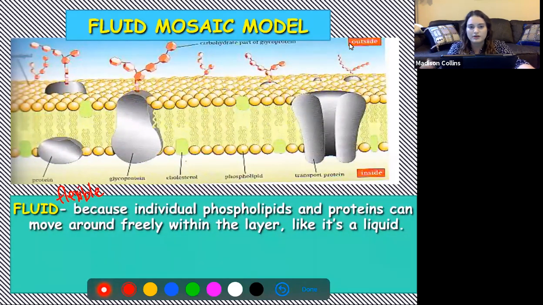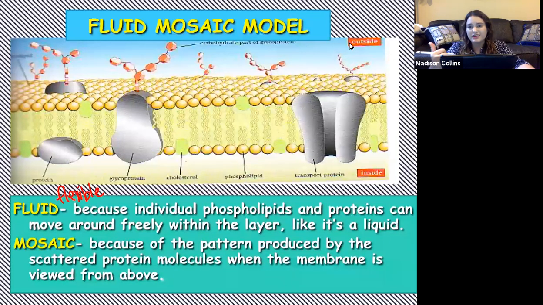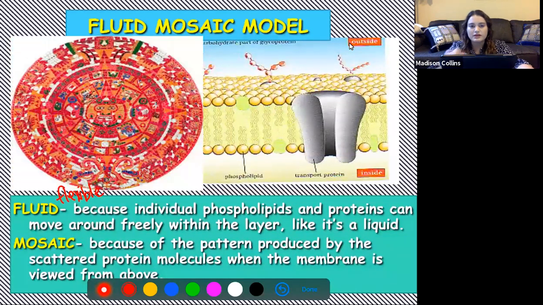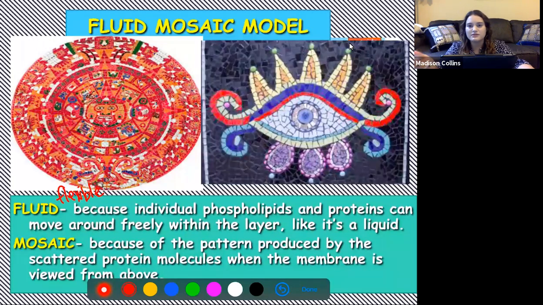Today I told you about those protein channels. I told you about cholesterol. I told you about the phospholipids themselves. So there are a bunch of different components that make up this cell membrane. So we call it a mosaic because of the pattern produced by the scattered protein molecules when the membrane is viewed from above. So if we were to look at this from above, it might resemble something like these mosaics right here, where all of these different components work together and come together to form this beautiful picture, this beautiful work of art, if you will.